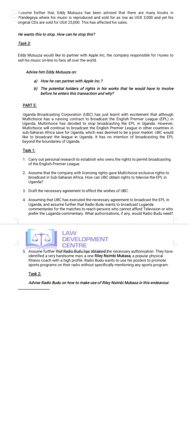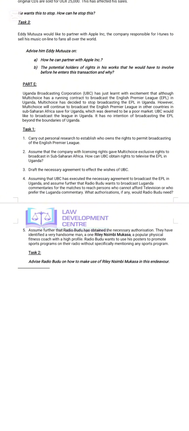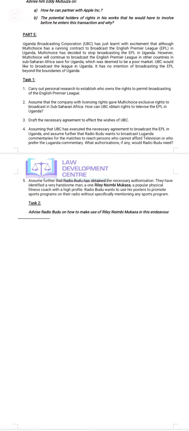So Part E, Uganda Broadcasting Corporation has just learned with excitement that although Multichoice has a running contract to broadcast the English Premier League in Uganda, Multichoice has decided to stop broadcasting the EPL in Uganda. However, Multichoice will continue to broadcast the English Premier League in other countries in Sub-Saharan Africa, except for Uganda, which was deemed to be a poor market. UBC would like to broadcast the league in Uganda. It has no intention of broadcasting the EPL beyond the boundaries of Uganda. Carry out personal research to establish who owns the rights to permit broadcasting of the English Premier League.